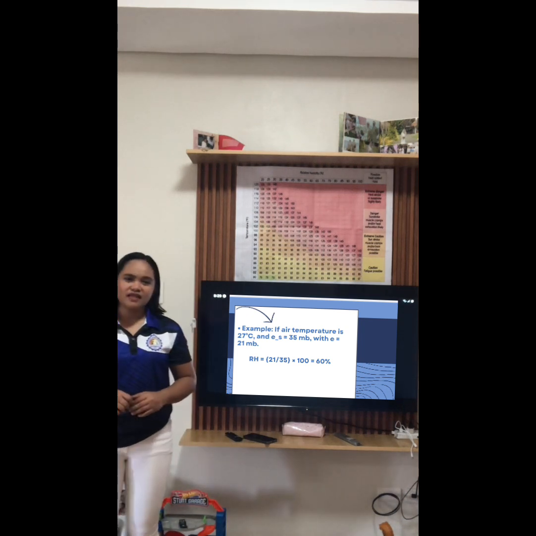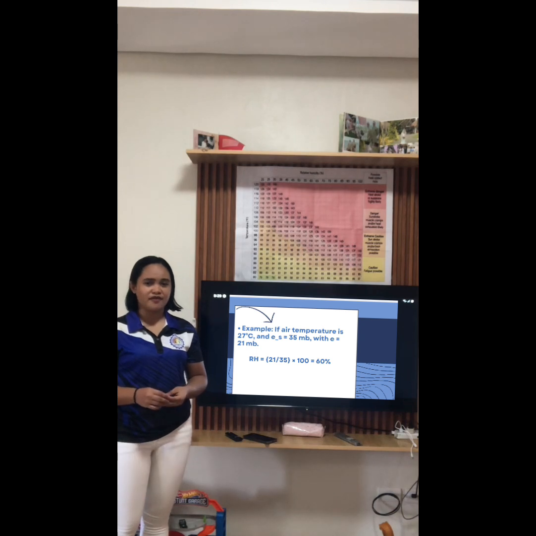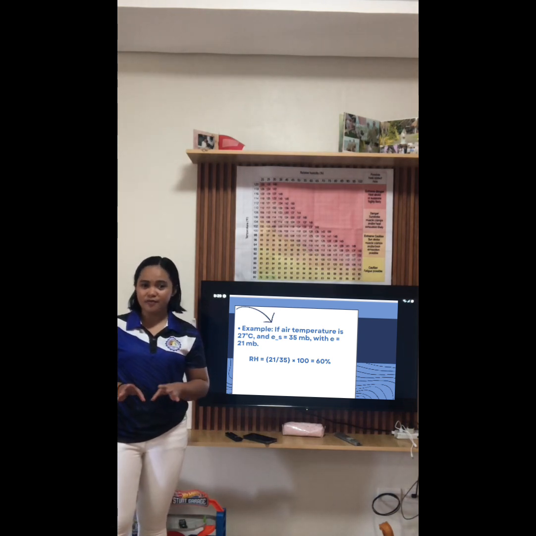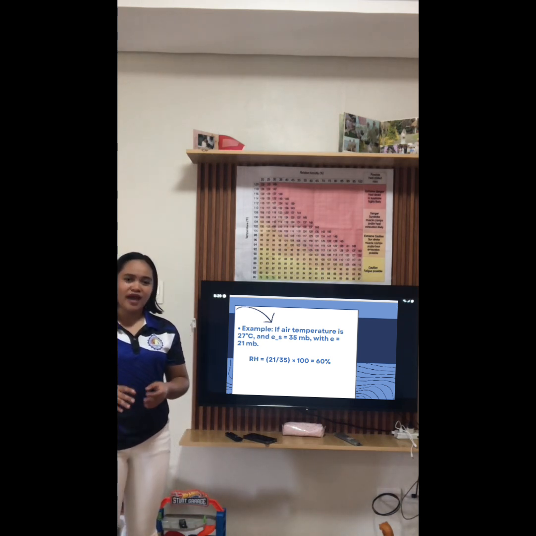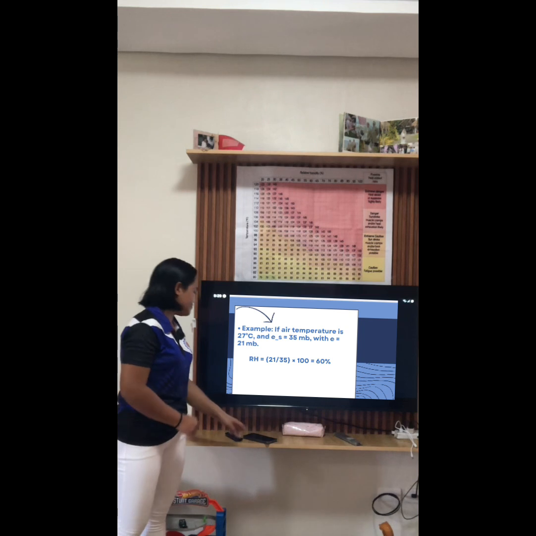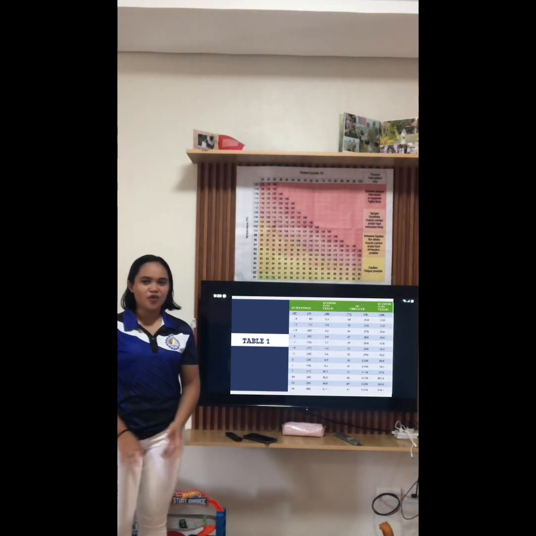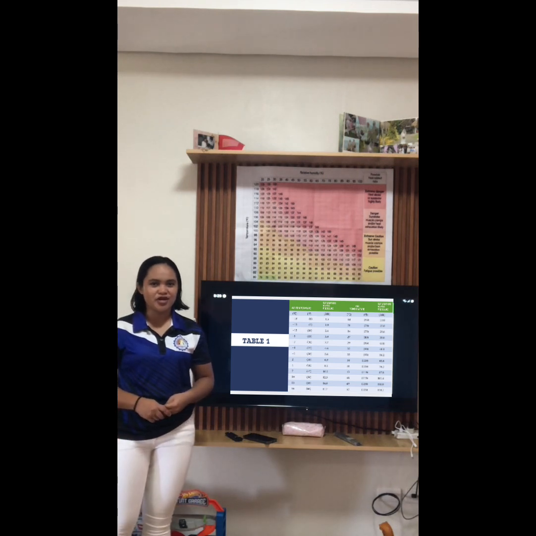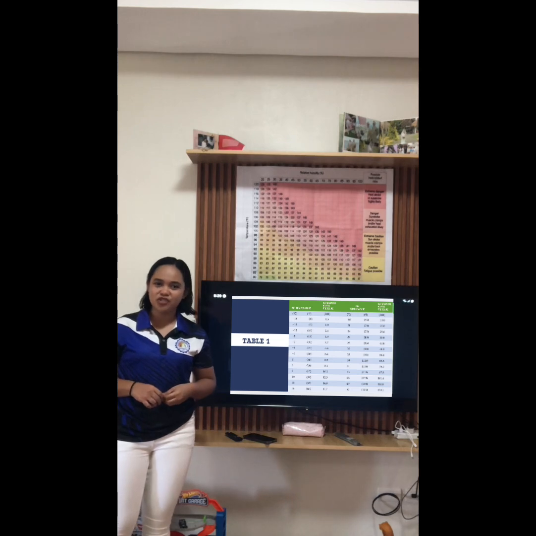Next, let's apply this formula. Suppose the air temperature is 27 degrees Celsius, and from our table, the saturation vapor pressure at this temperature is 35 millibar. If the actual vapor pressure is 21 millibar, then the relative humidity is 60%. Now, here is a table showing how saturation vapor pressure changes with temperature. High temperature allows more moisture in the air.